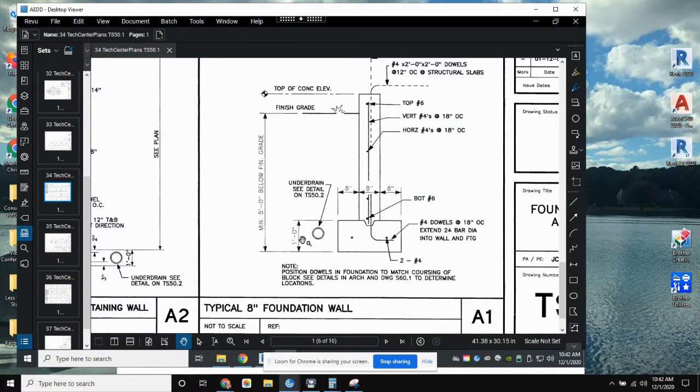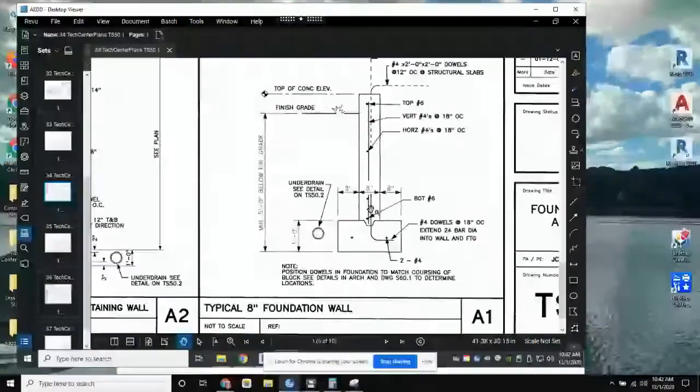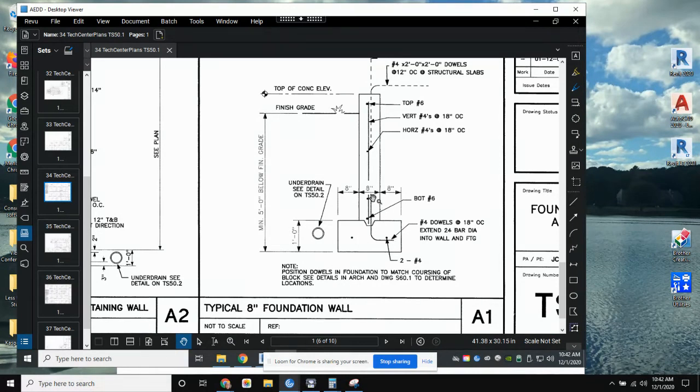And the dowels are number 4 dowels. Number 4 dowels at 18 inches on center, extend 24 bar diameter into wall and footing. So this is, what do you call it? Kind of like it's acting like an anchor bolt between the foundation wall and the footing. So notice that this is buried into the footing before it's cured, and then it is continuing into the foundation wall to prevent any lateral movement.